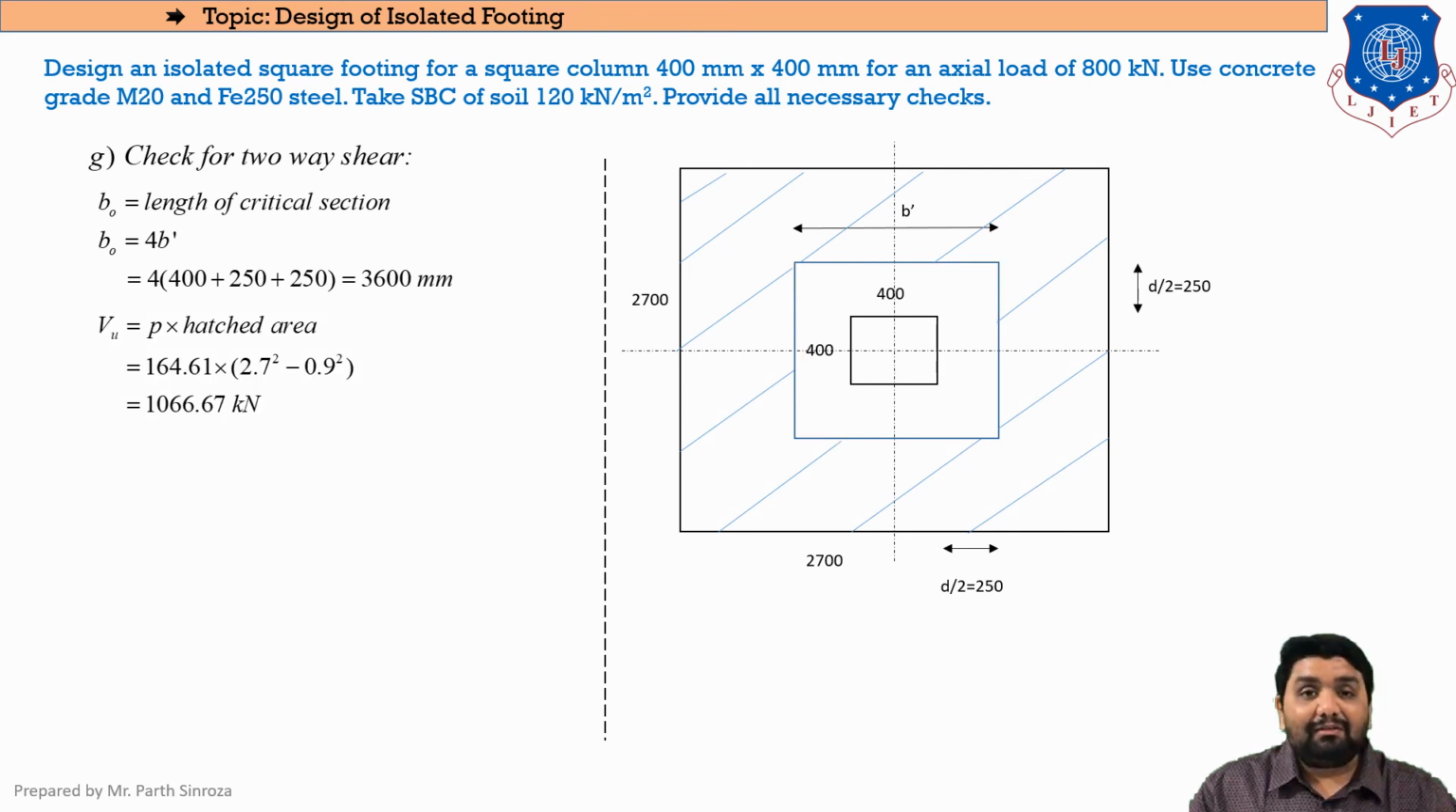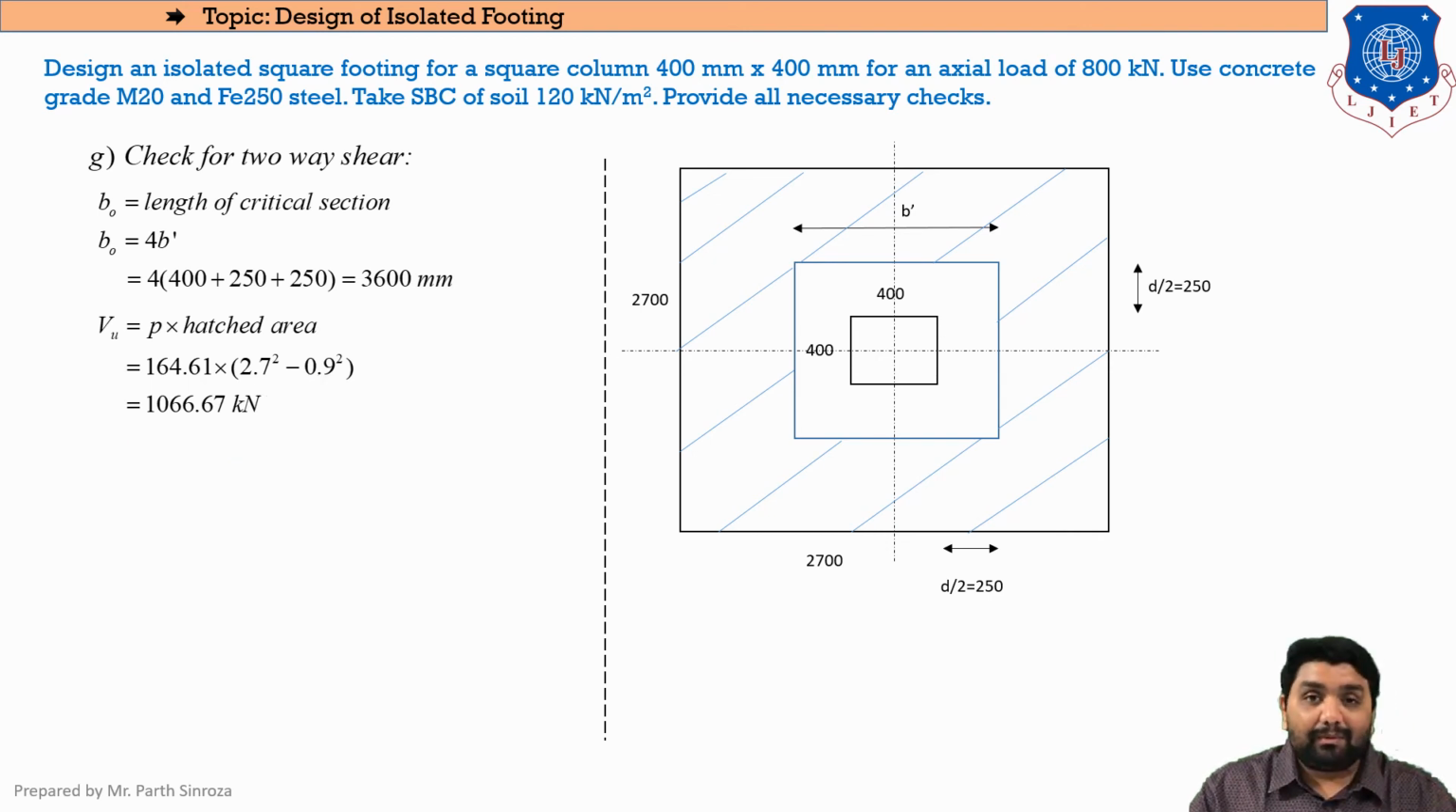Now we'll be finding the value of our H area, that is shear force. So for shear force, again the equation will be the same, P into H area. So we need to find the area of the H. We'll be deducting the inner rectangle from the outer rectangle to find the area. So the area here comes out to be 2.7, that is our outer rectangle, minus the inner rectangle. So the VU in this case comes out to be 1066.67 kilonewton.